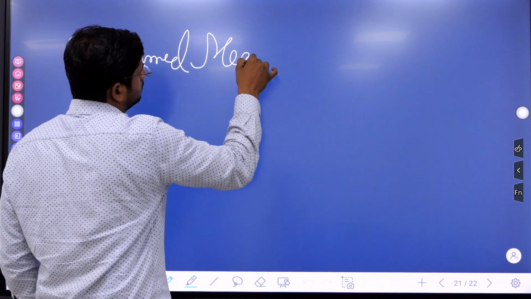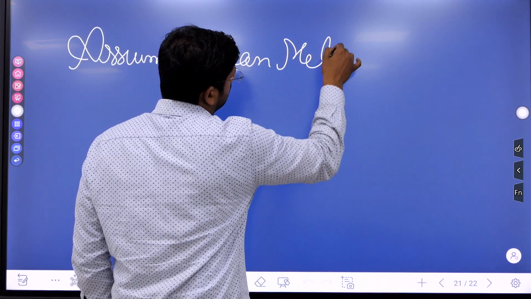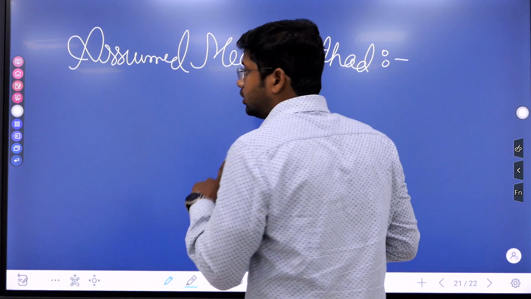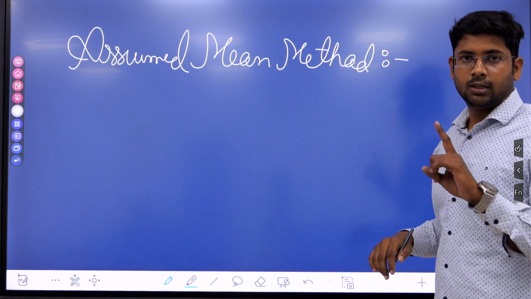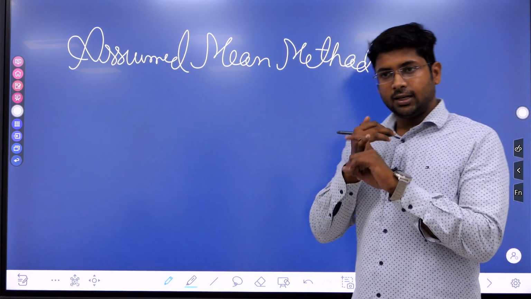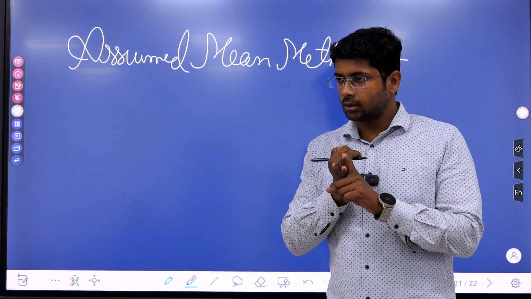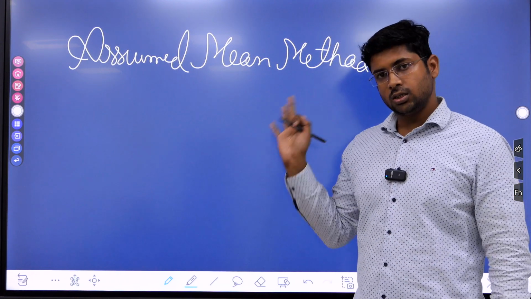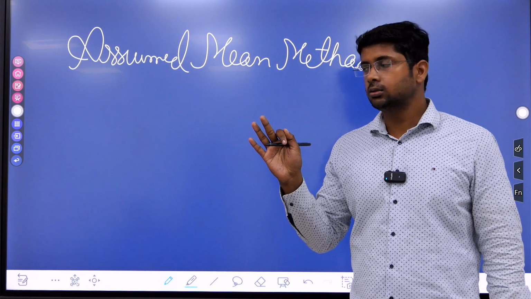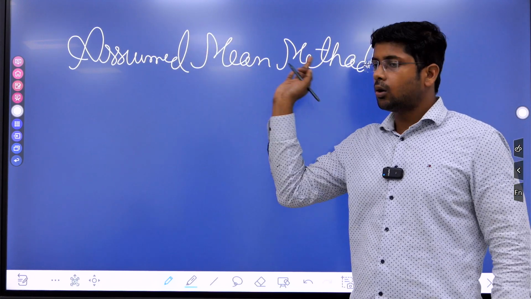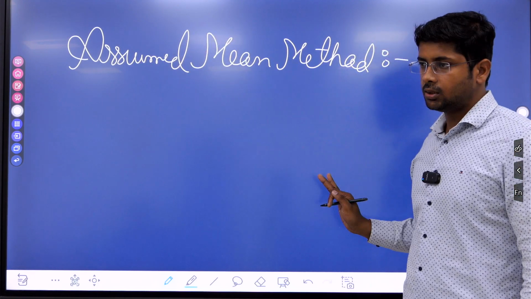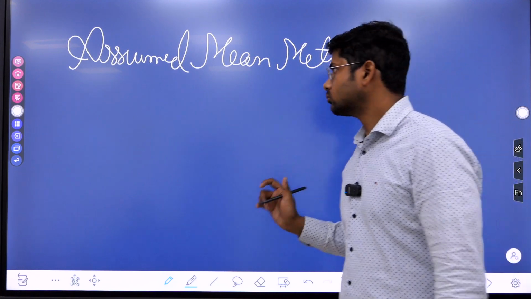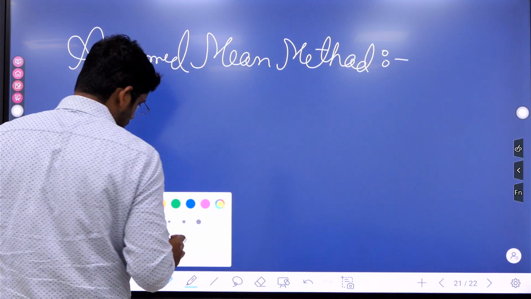Mean method. And one thing you also remember: direct method, assumed mean method, step deviation method, all are related to each other. If you take any question and apply all these three methods, you get the same result, the same answer. Okay, clear?